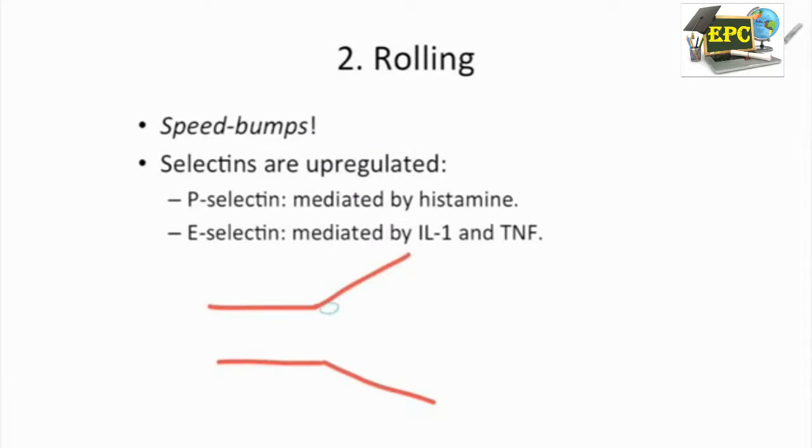So in here you will have the margination as we stated before, and then you will have a very small dot, the black one, which are called the speed bumps, or the selectins. The main aim of the selectins is to slow down the margination and the movement of the neutrophils or leukocytes in general. We have two types of selectin: the P-selectin and the E-selectin. The P-selectin is usually mediated through histamine, and the E-selectin usually mediated through IL-1 and TNF.